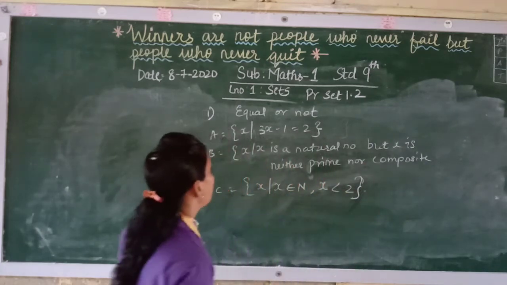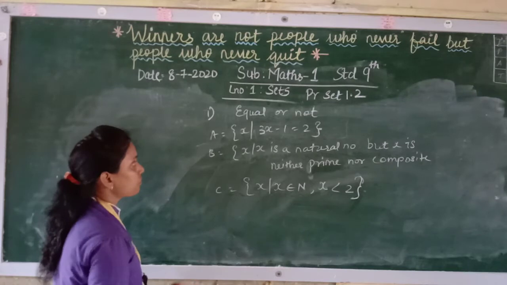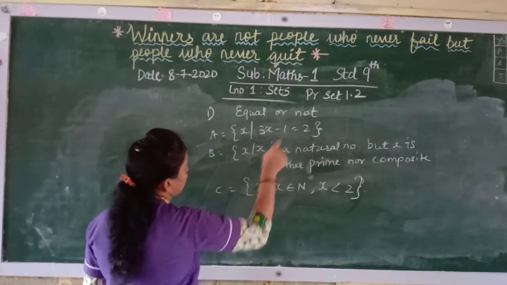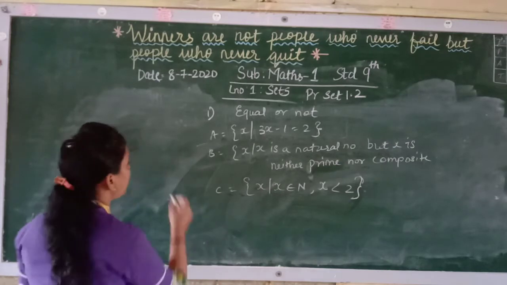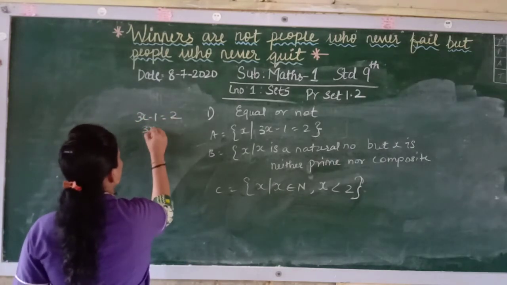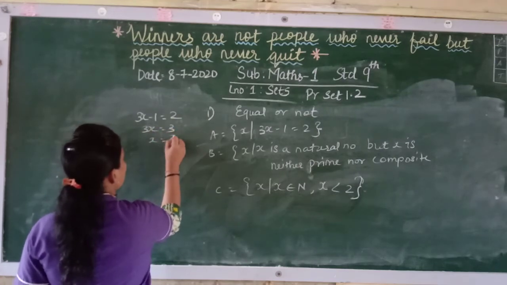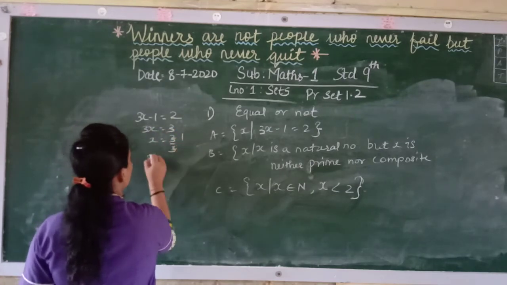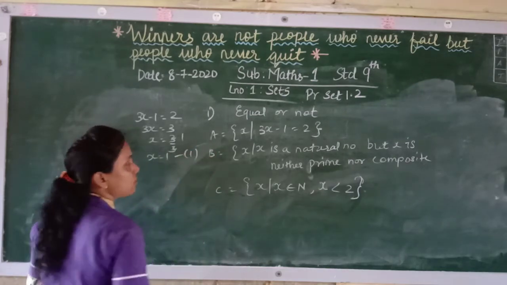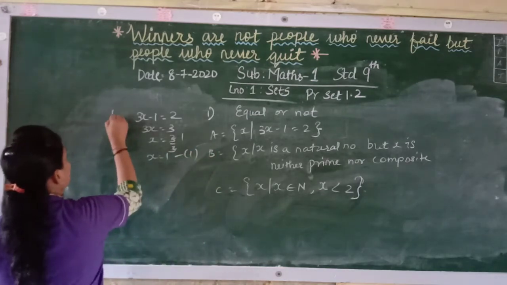Now if you see over here, the first one, A is set of x such that 3x minus 1 is equal to 2. Means x value what you will get, 3x minus 1 is equal to 2, 3x is equal to 3, so x will be 3 by 3, that is 1. So x value is 1 for the first one.